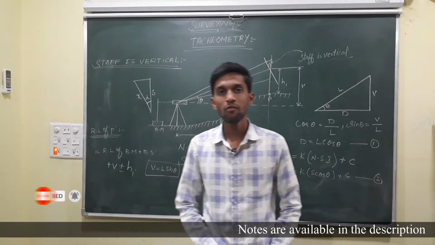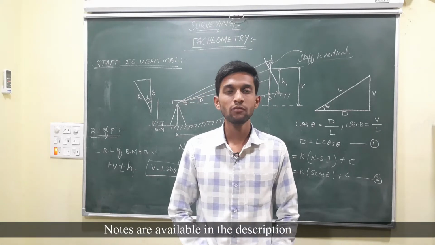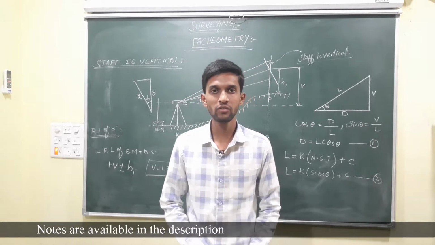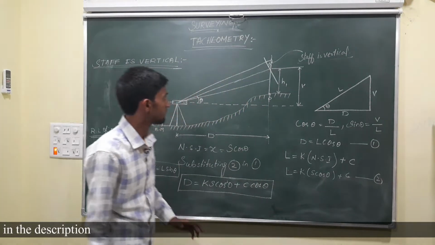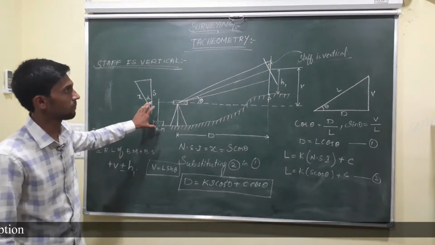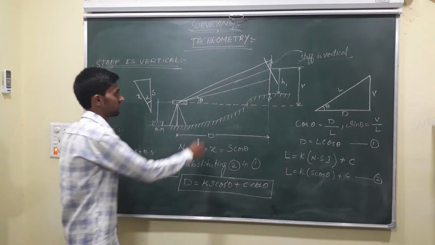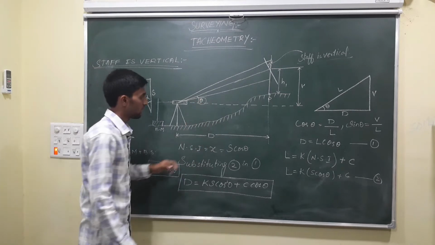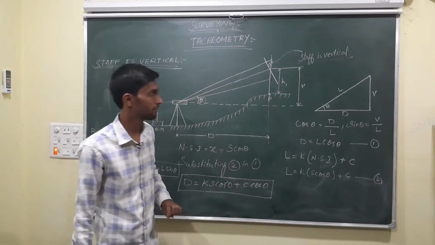In tachometry, we are going to derive the equation for the horizontal distance and the reduced levels when the staff is vertical. Okay, let's start. So this is the setup. Here the staff is vertical, and this is the theta angle of elevation. This is the horizontal distance, and we have to find out the RL of P.